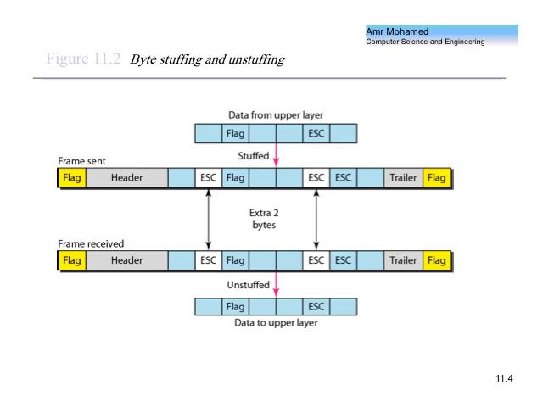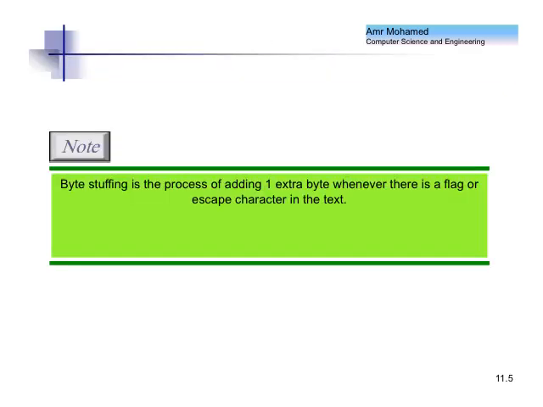Depending on the probability of having the flag or the escape character pattern in the data, you may end up actually adding a significant part of the data as an overhead just to do byte stuffing. So what is the alternative? The alternative is what we call bit stuffing. Byte stuffing is the process of adding one extra byte. So I add one extra byte, 8 bits, every time I have an escape character or a flag.